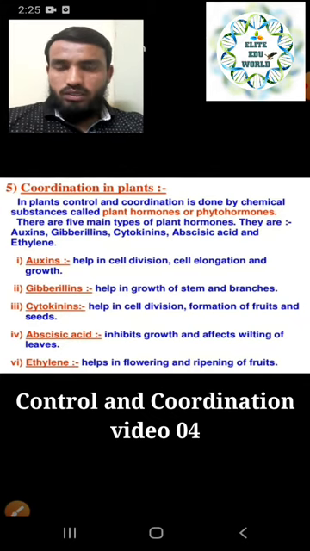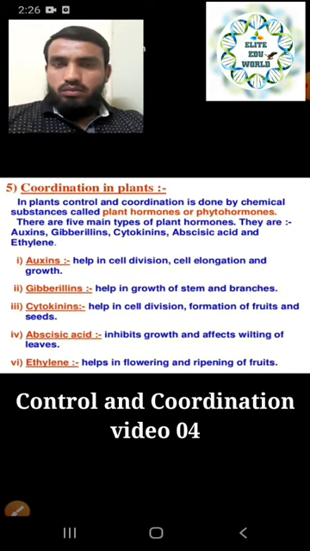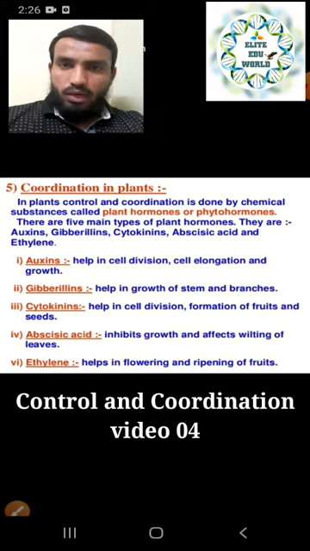For control and coordination: auxin helps in cell division, cell elongation and growth. Especially the parts that need more growth, like the tip of the plant, the shoot part or root part, wherever it needs rapid growth. In that part of the plant the auxin hormone is there, making the cells divide more rapidly. So when the cells divide rapidly, the plant grows rapidly in that part.